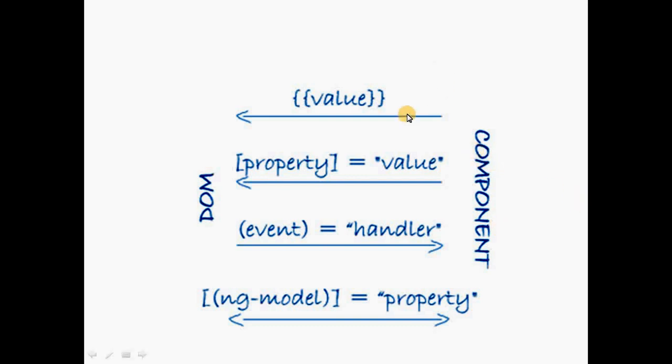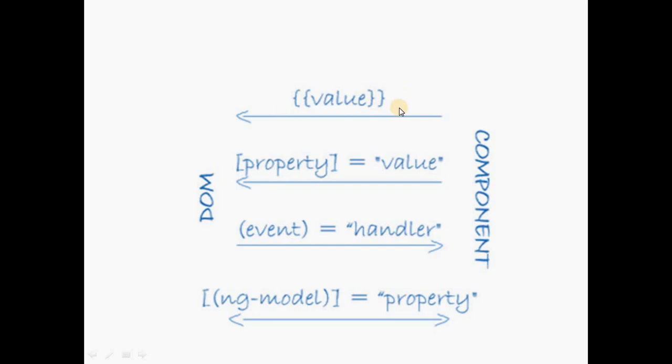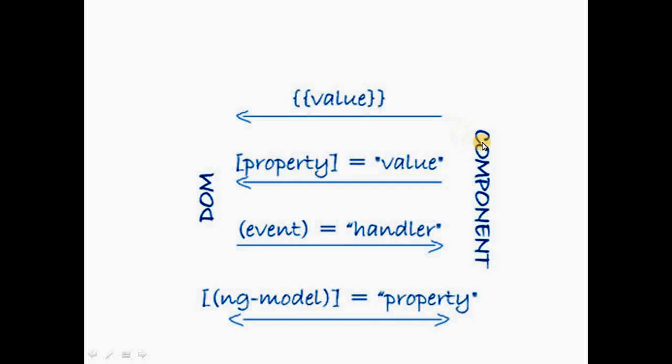There are four ways we can manage the data from component to the DOM element. First is interpolation. Interpolation is nothing but the expression binding to the DOM element. It's one directional, from component to the DOM element. So when the component value gets changed, the DOM element will automatically be notified, and it will get changed there.